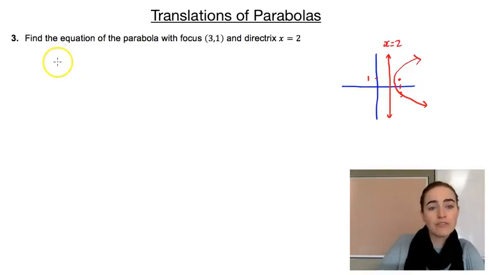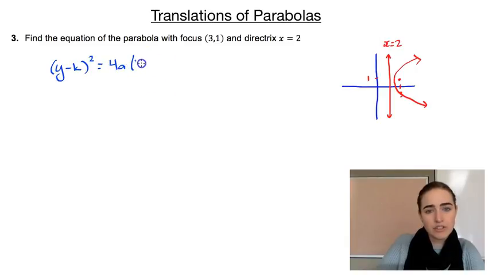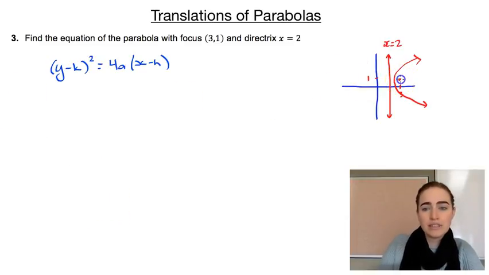So that means it's going to have an equation of the form y minus k squared equals 4a times x minus h. So we now need to figure out what our h, our k, and our a are. So our focus is here, and our directrix is here. Our vertex is going to be halfway between. So if this has a coordinate of 3 and this is 2, then our vertex will have an x coordinate of 2.5, and it will still have that same y coordinate of 1.